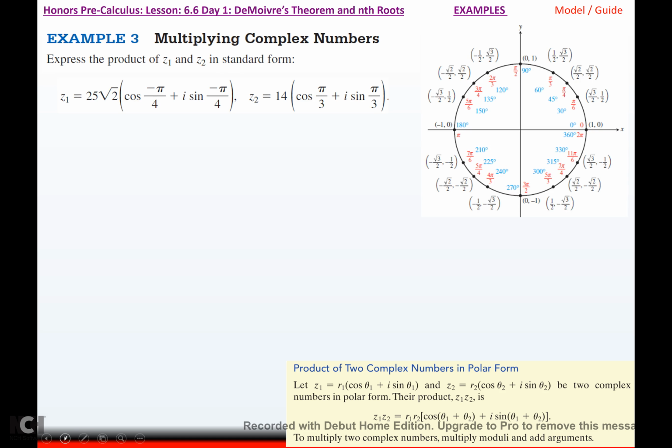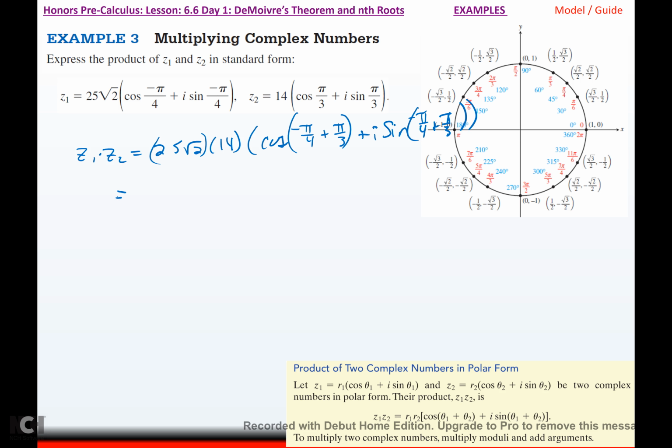Okay. Next one. They're going to try and scare us with ugly numbers, but when you multiply, multiply your r's: 25 square roots of 2 times 14 times cosine of, we add the thetas, so negative pi over 4 plus pi over 3, plus i sine of negative pi over 4 plus pi over 3. So if I simplify that, this comes out to 350.